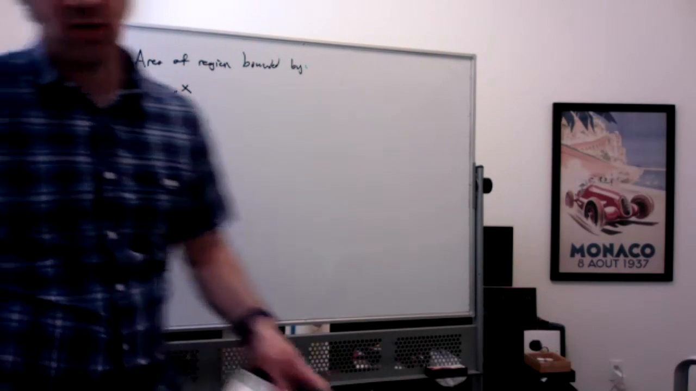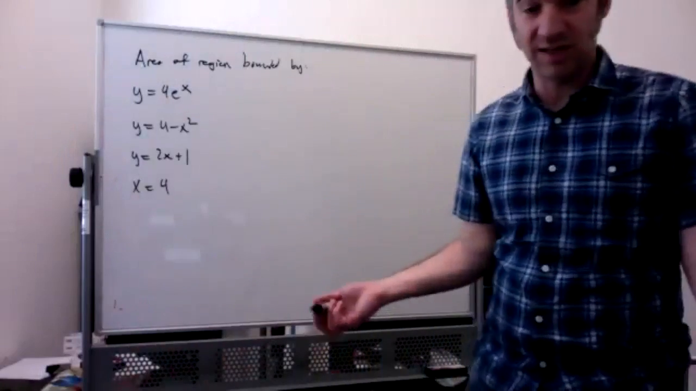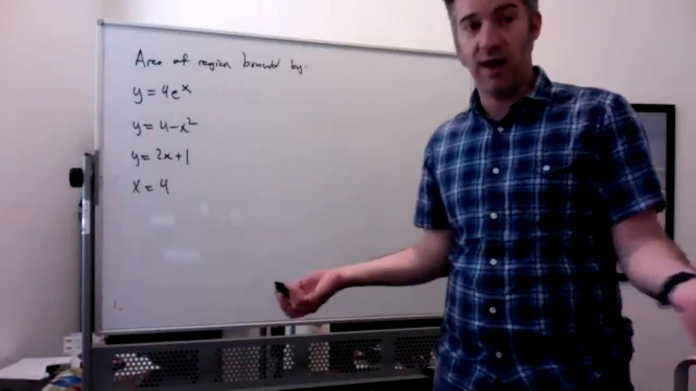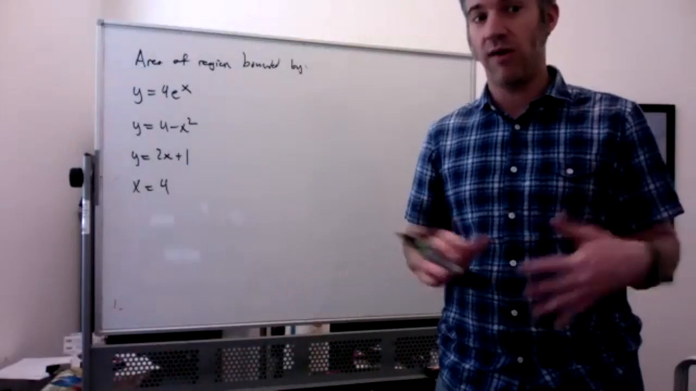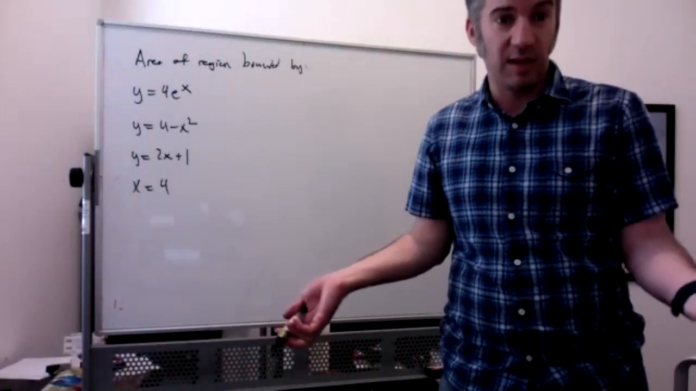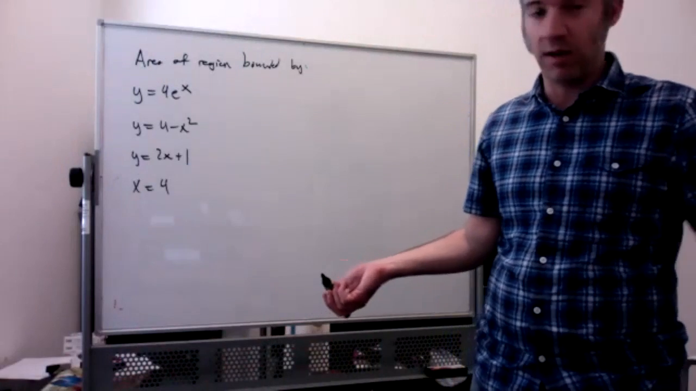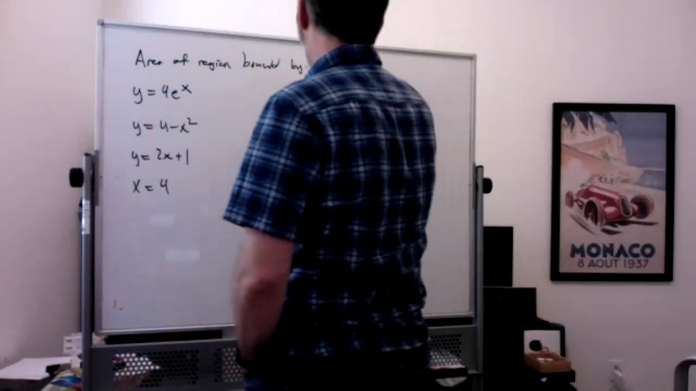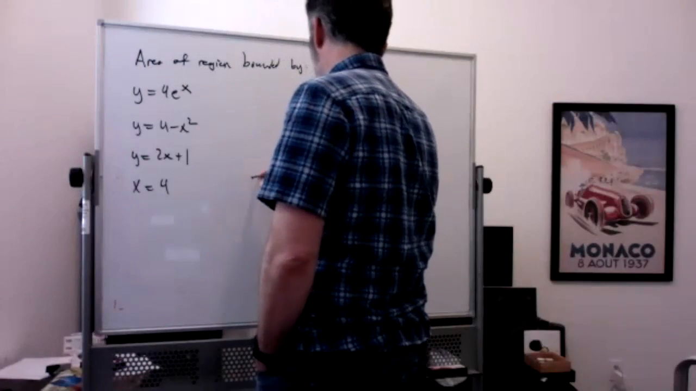So one of the issues here is just knowing where everything intersects. And this is where you have to have some graphing knowledge. You could totally graph this all on Desmos and see where things intersect. That's one valid way of doing it. But let's go ahead and see what these graphs look like.